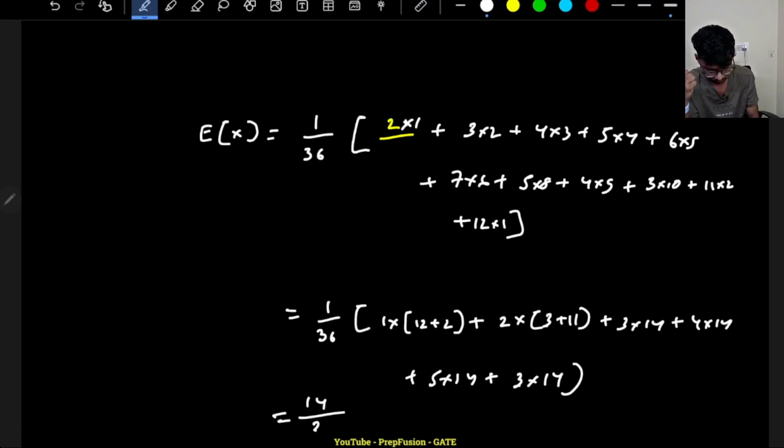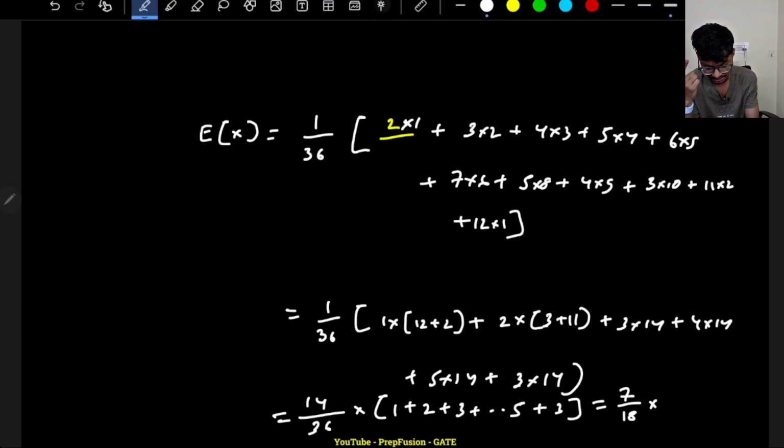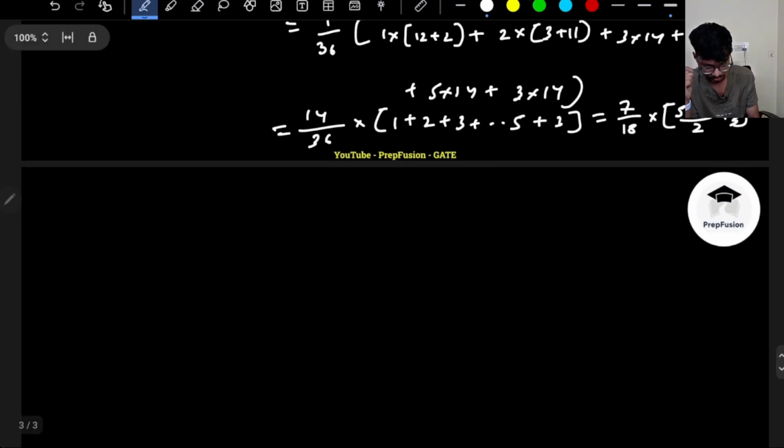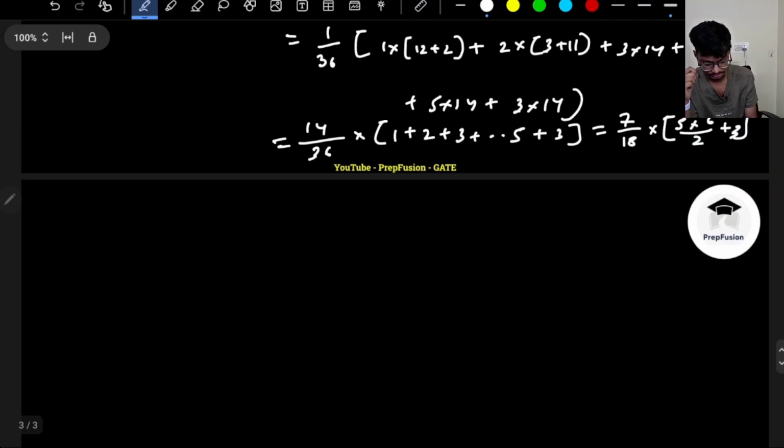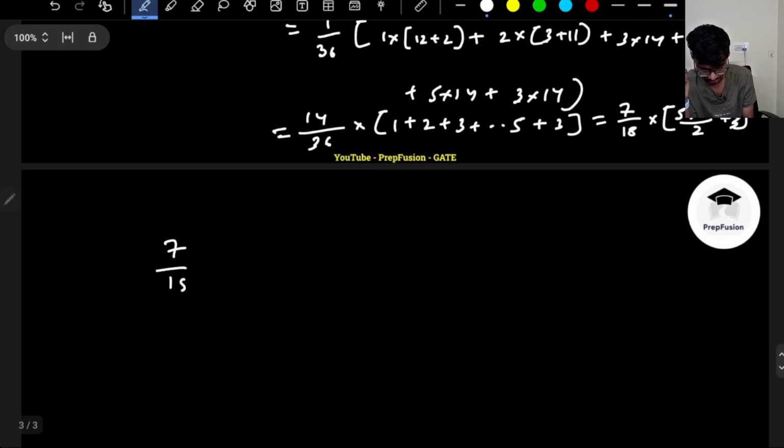So if I take the 14 common, it is 14 by 36 into 1 plus 2 plus 3 till 5. Okay, you can use the sum of n natural numbers, plus 3 is there. So this will be basically 14 by 36, which is 7 by 18, into the sum of n natural numbers. Here I have 5 natural numbers, so it will be 5 into 6 divided by 2, plus 3 is of course there. So this will come out to be, I hope you can see the screen, 7 by 18 into 18. So ultimately the answer will be 7.